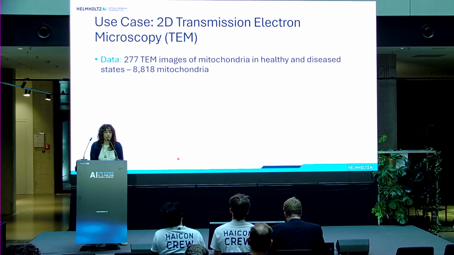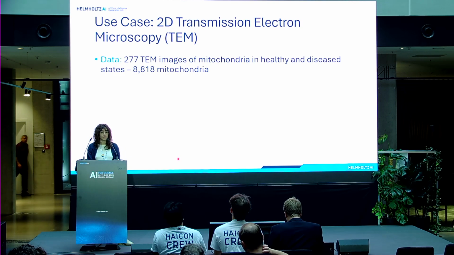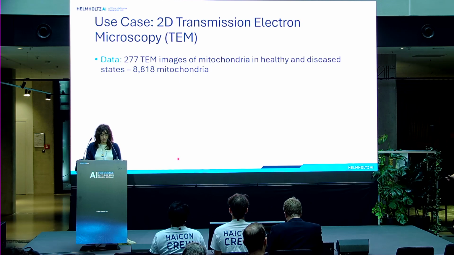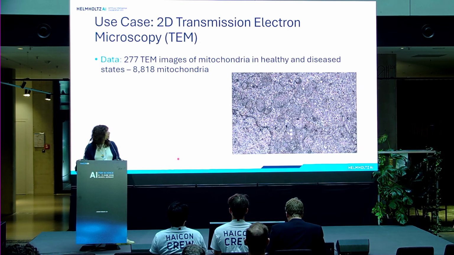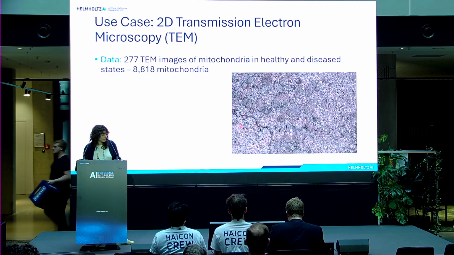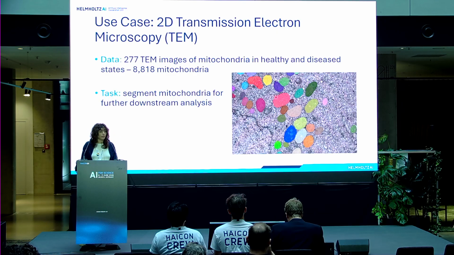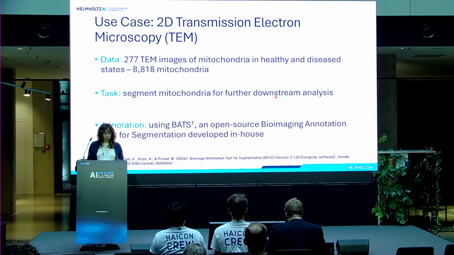So for our use case, we use a 2D transmission electron microscopy dataset. We collected 277 TEM images of mitochondria in healthy and diseased states, and this results in a dataset of over 8,000 mitochondria. This is an example of a TEM image here. You can see the mitochondria are these little structures here. And our task is to segment the mitochondria, which can allow for further downstream analysis. You see a segmentation example here.